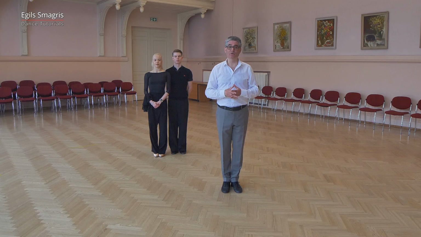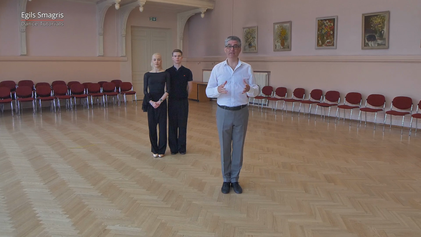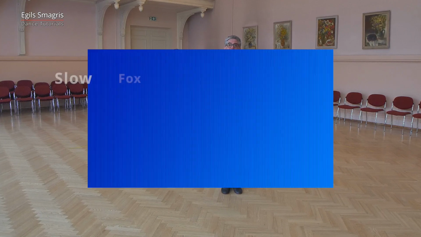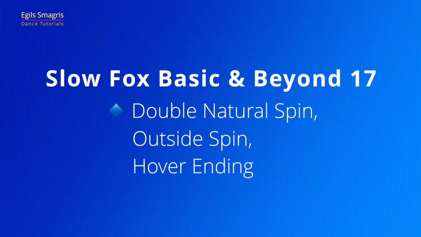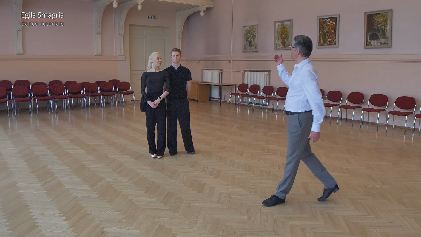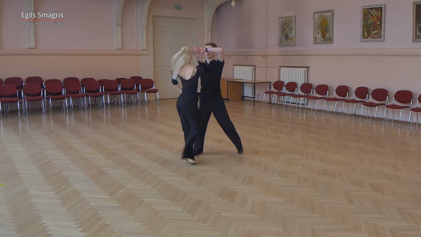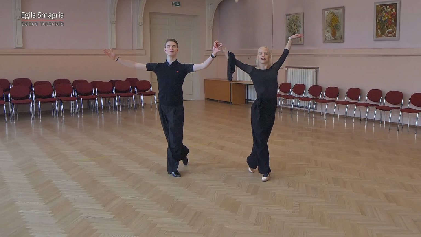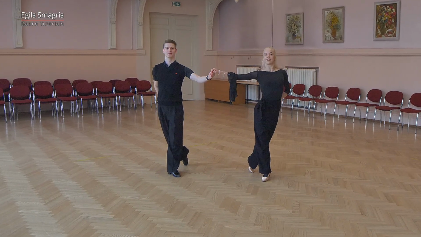And welcome to Slow Foxtrot Basic and Beyond lesson. Here we explore interesting advanced figures which we can build from basic figures. And today we will look at a figure built from double natural spin, outside spin and hover ending. And now let's welcome our wonderful demonstrators, Romance and Violetta.